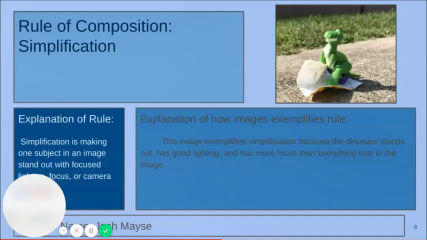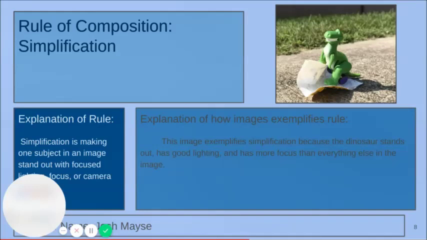I am Josh Mays, and my first rule of composition is simplification. Explanation of the rule. Simplification is making one subject in an image stand out with focused lighting, focus in general, or camera placement.